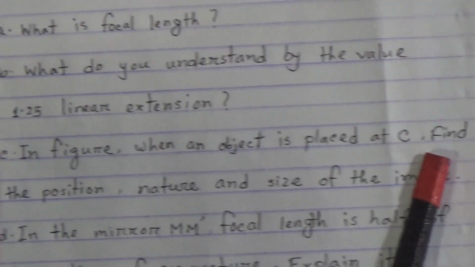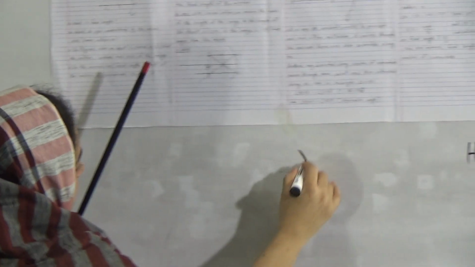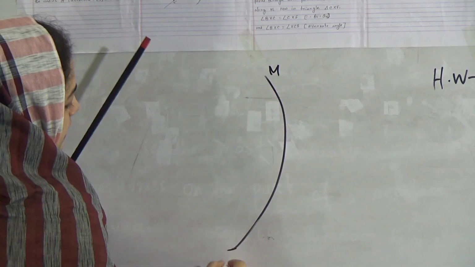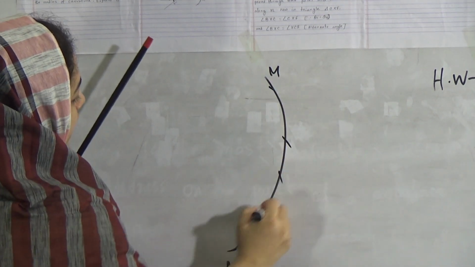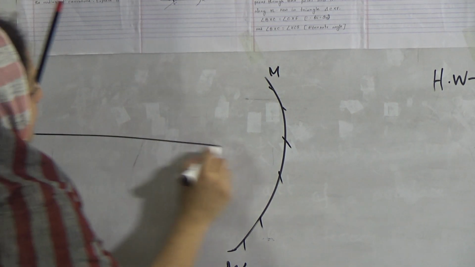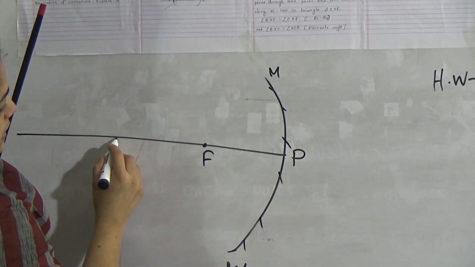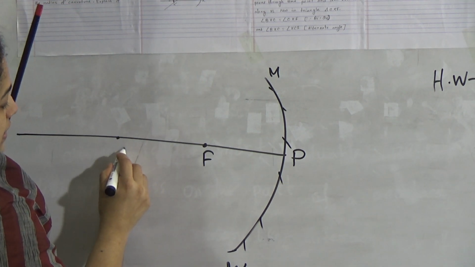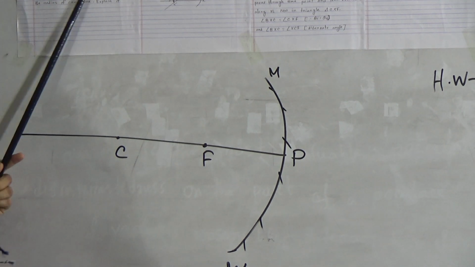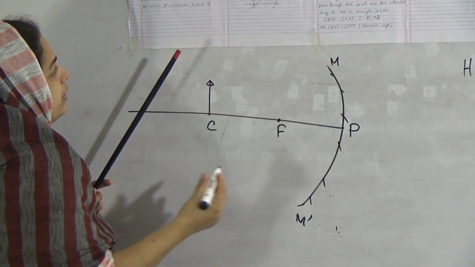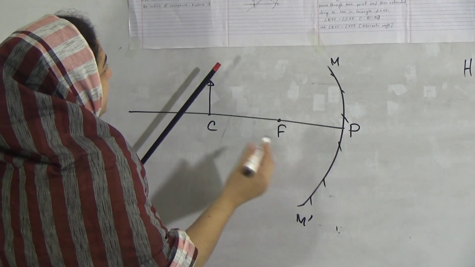Here given in the question, when an object is placed at C. So at first draw a concave mirror. Suppose this one is M dash. Okay, this one is concave mirror first. Now draw a principal axis, that here is P. Suppose this one is focal point F. This one is the curvature of the center, that means C. So in the question given, when an object is placed at C, now we have to find out the image of this position, nature and size.